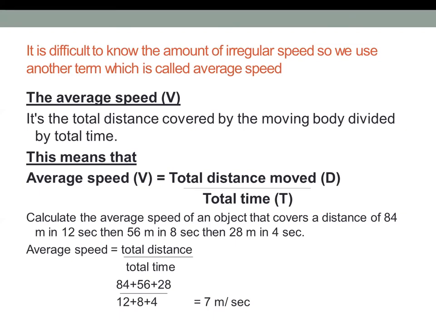Here we have an example. Calculate the average speed of an object that covers a distance of 84 meters in 12 seconds, then 56 meters in 8 seconds, then 28 meters in 4 seconds. To calculate the average speed, you must write the rule. Average speed equals total distance divided by total time. So we will have 84 plus 56 plus 28 divided by 12 plus 8 plus 4. All the distance in our problem and all the time in our problem. Okay, so the average speed will equal 7 meters per second.